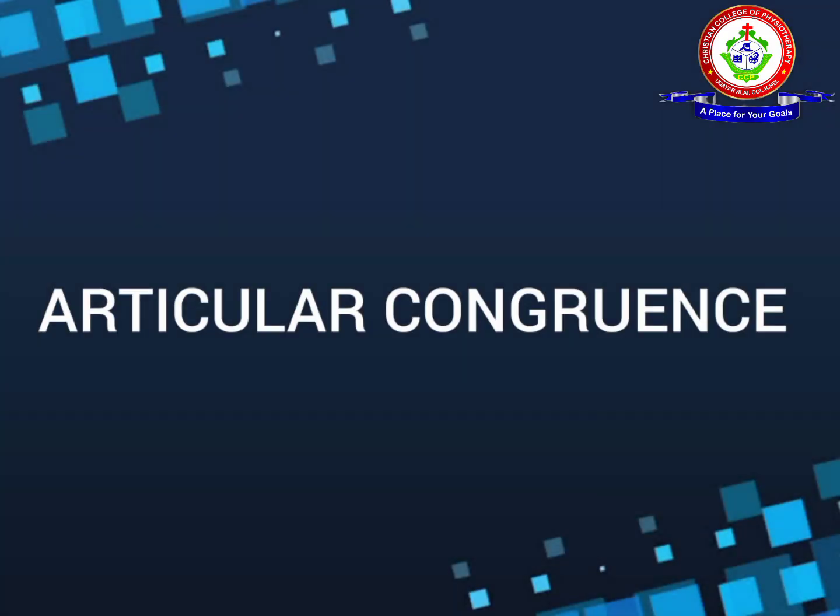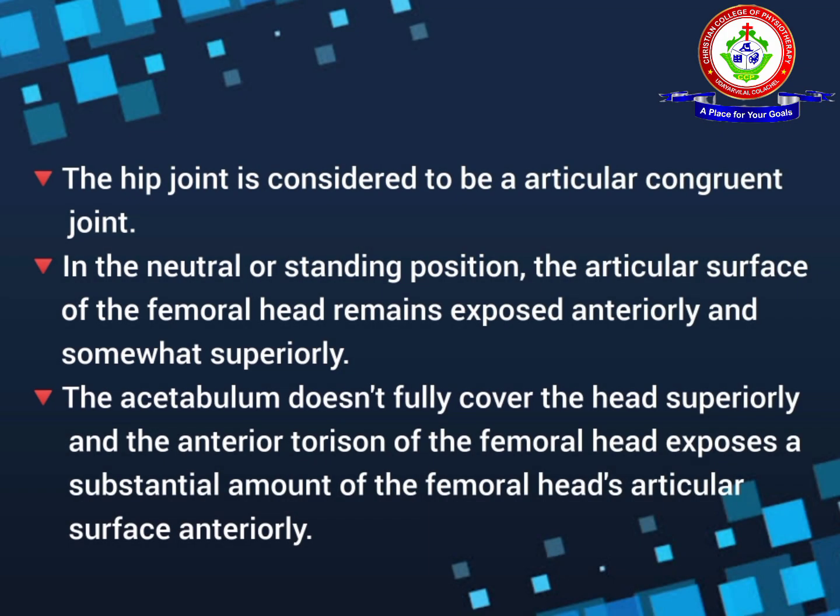Next we can see one of the conditions, articular congruence. The hip joint is considered to be an articular congruent joint. In the neutral or standing position, the articular surface of the femoral head remains exposed anteriorly and somewhat superiorly. The acetabulum does not fully cover the head superiorly and the anterior torsion of the femoral head exposes a substantial amount of the femoral head's articular surface anteriorly.